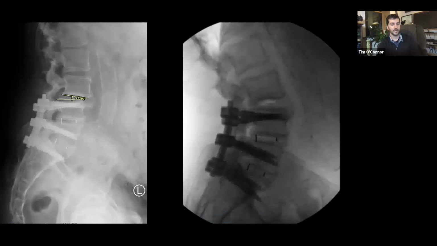And so back to our patient here, you can see how segmental lordosis was immediately improved just by positioning him in the prone position. And so on the left are his standing films, and on the right are him positioned in the prone technique before any intervention.